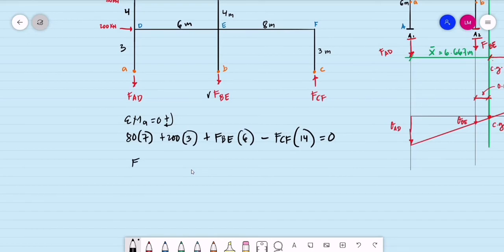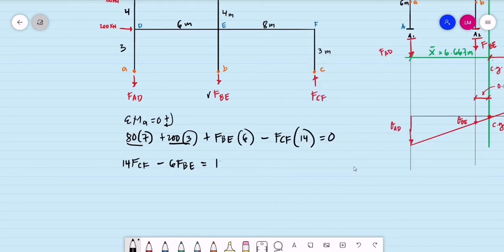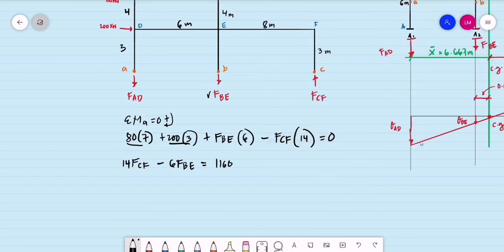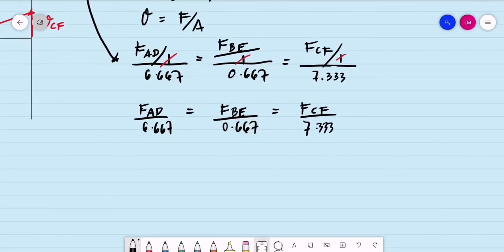So this is the axial force for column CF multiplied by 14, minus 6 times the axial force for BE, is equal to the summation of these two terms. That is 80 multiplied by 7, plus 200 multiplied by 3. So we have 1160 kilonewton meters. So we may use our previous equation, taking the relation between BE and CF.